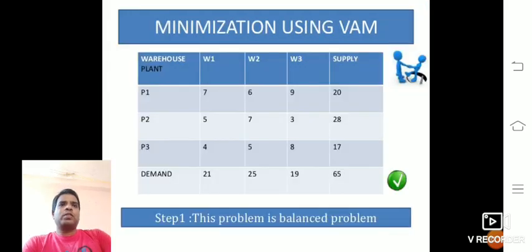Now the same problem here: destination centers W1, W2, W3; sources are P1, P2, P3; supply 20, 28, 17; demand is 21, 25, 19. Now please check whether the problem is balanced or not. Adding supply, 20 plus 28 plus 17 gives 65. Demand, 21 plus 25 plus 19, also gives 65. Demand is equal to supply, so the problem is balanced.